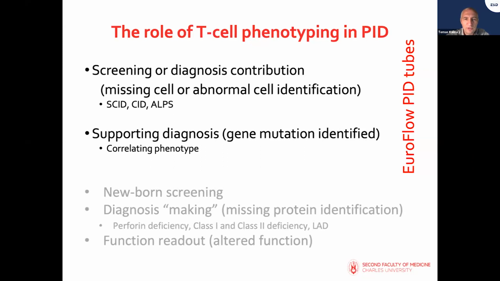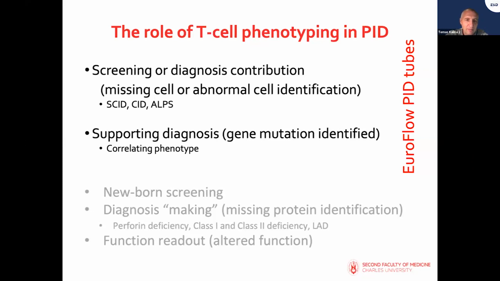For instance, in newborn screening, it's increasingly used after the initial screening of TRECs and KRECs. The confirmation is done by flow cytometry in some countries, like in ours. And there are a few countries where it is worthwhile to do identification of a missing protein, especially if there is a high prevalence of that immunodeficiency in a given country.